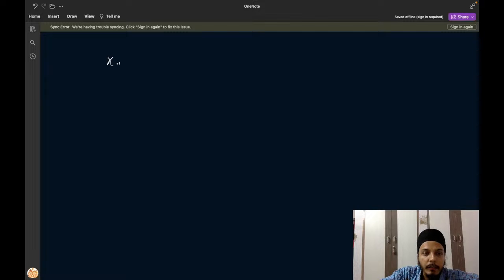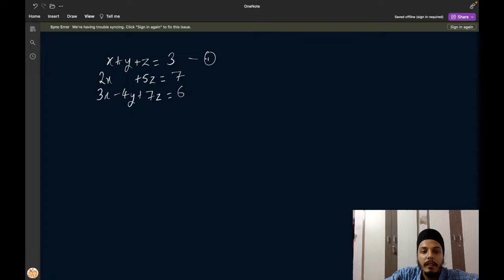Let our first equation be x plus y plus z equals 3. Second is 2x plus 5z equals 7. Our third will be 3x minus 4y plus 7z equals 6. So this is our first equation, this is our second equation, this is our third equation. Now we will see the row picture and column picture for these equations.